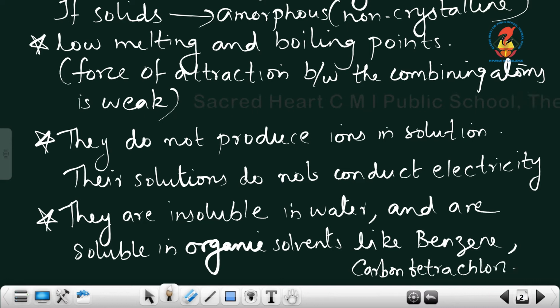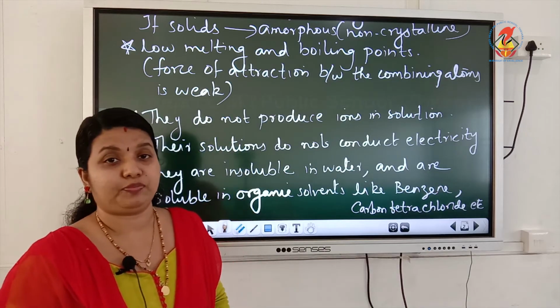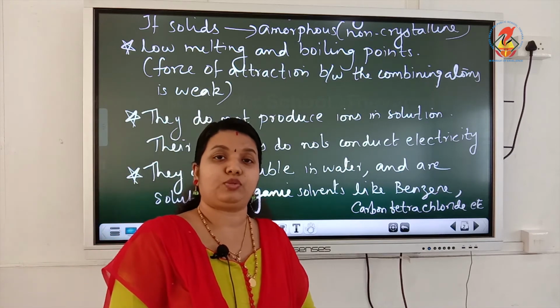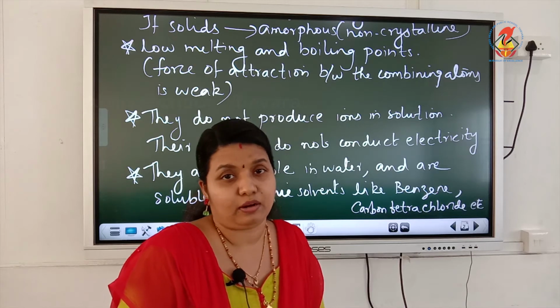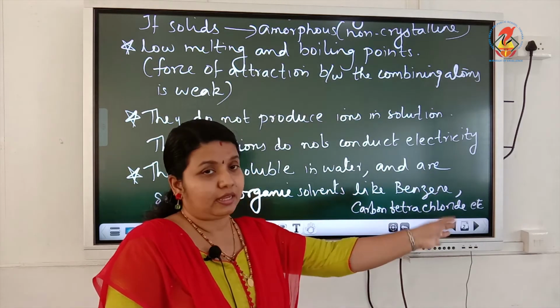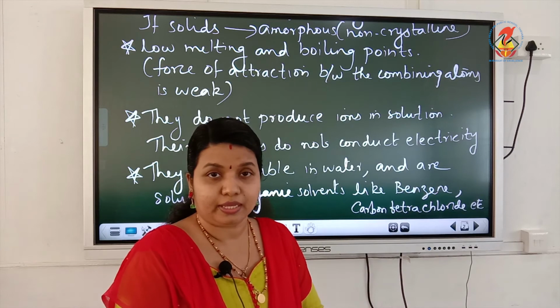Carbon tetrachloride, etc. Okay, so this is the last property. They are insoluble in water and they are soluble in organic solvents like benzene and carbon tetrachloride. So, all the properties are just the opposite of that of ionic compounds.